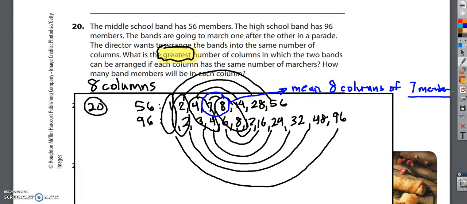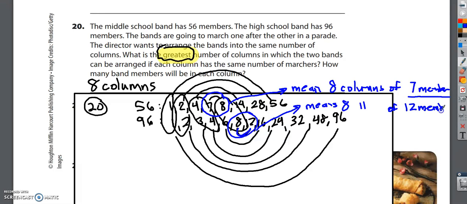That's important to know. And then we already decided that 8 is the number of columns, so I'm going to go find my 8 here and check out this partnership. It's going to be 8 times 12. Well, there's more kids in the high school band, so that's not going to mean the same thing. What 8 times 12 means is 8 columns, just like we had before, but it's not going to be of 7 members, it's going to be of 12 members.